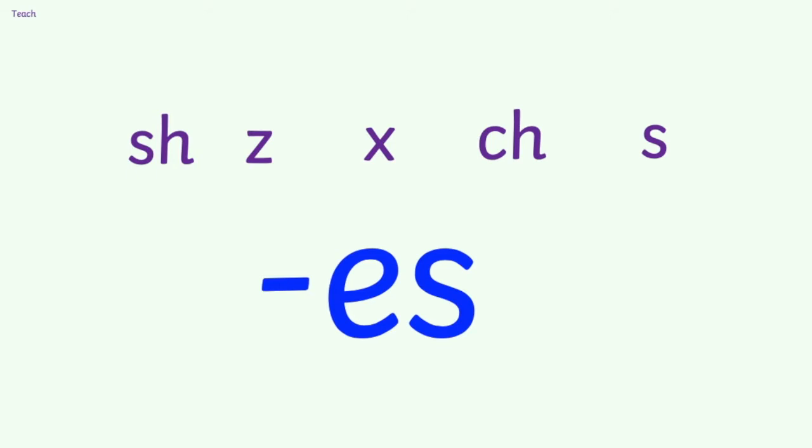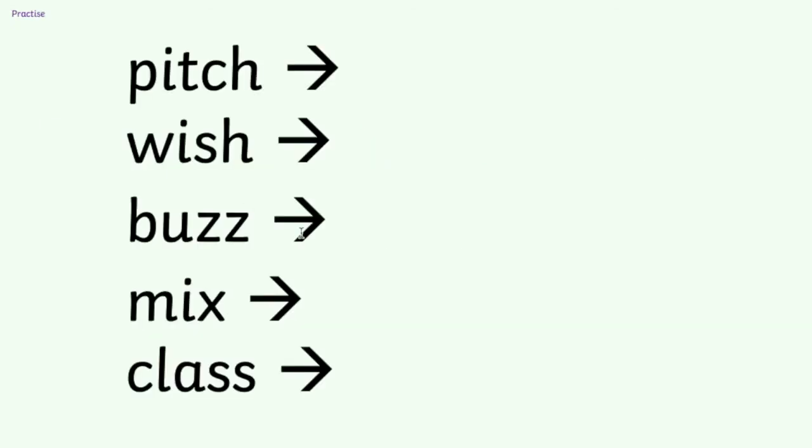Let's think back to what we did last video. We were looking at adding ES and S to the end of words to make them into plurals. And we said that when a word ends in a sh, z, x, ch, or s sound, we add ES instead of S. So for your warm-up today, I have got 5 words that I would like you to make into plurals. So give yourself 2 or 3 minutes, click pause here and see if you can turn these words into plurals.